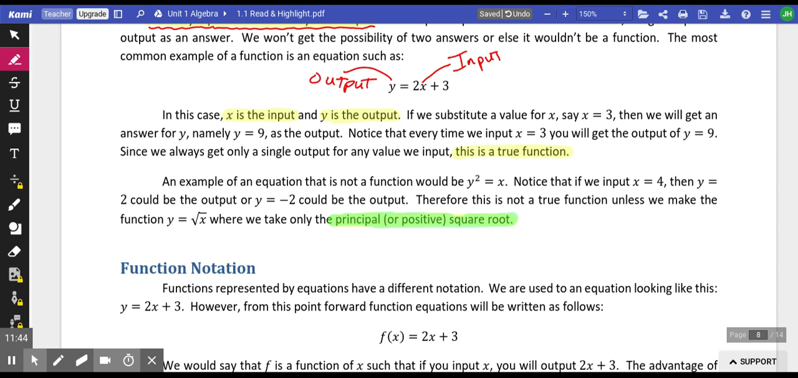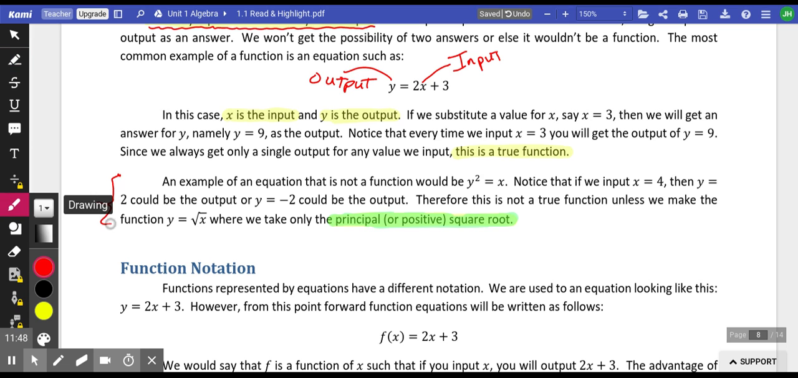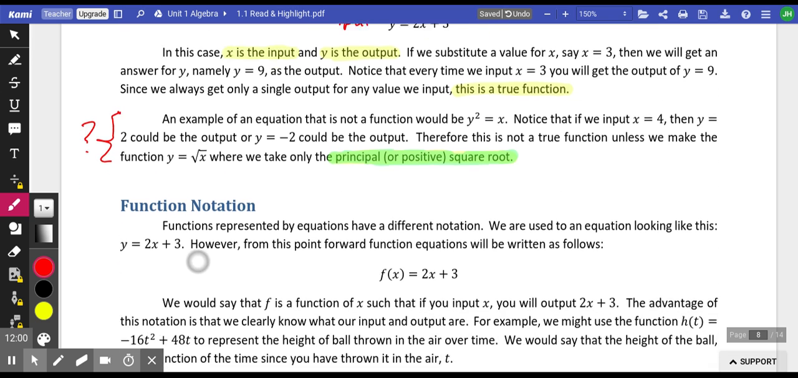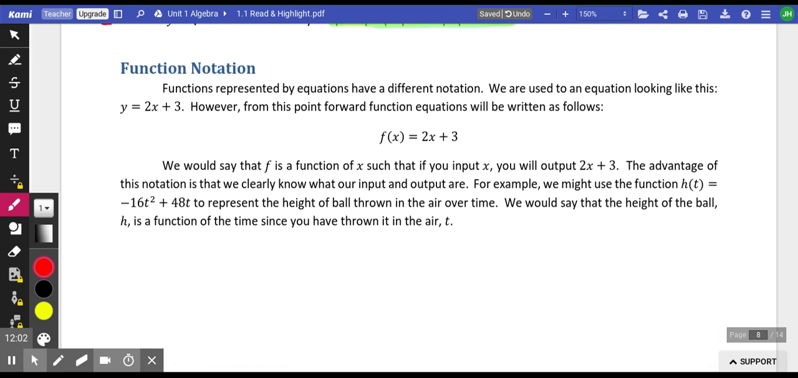And maybe it's a fact of, this whole thing here, I didn't really understand what that's talking about. So maybe I want to put a question mark so I make sure that that's explained in class. So we start to get what we mean when we say read and highlight. Let's move on to the next paragraph, function notation.